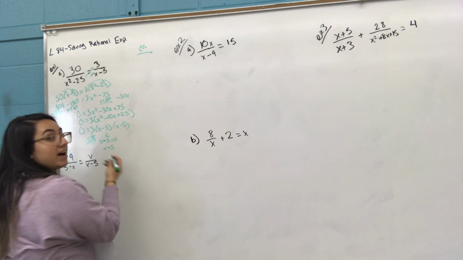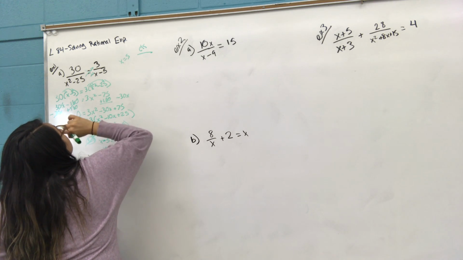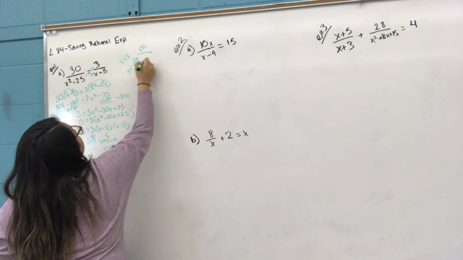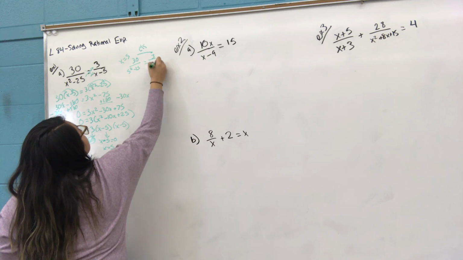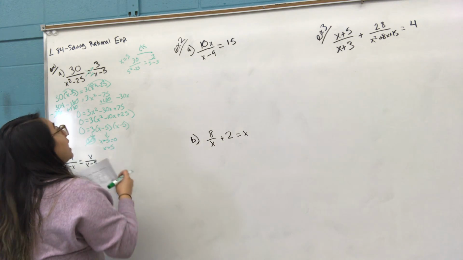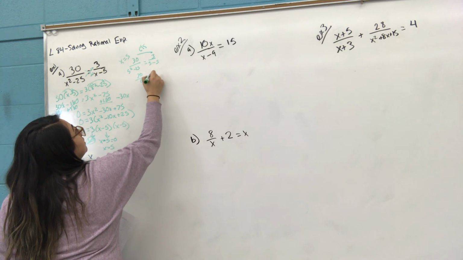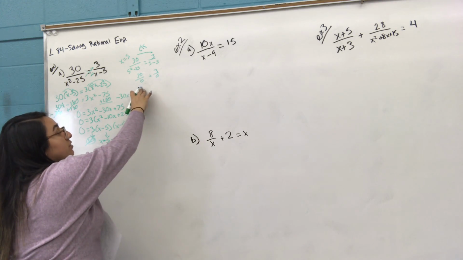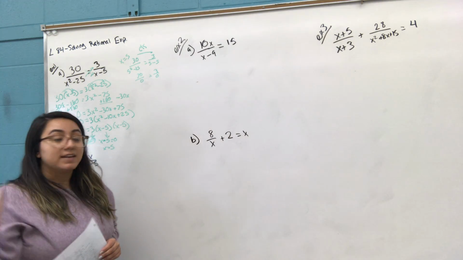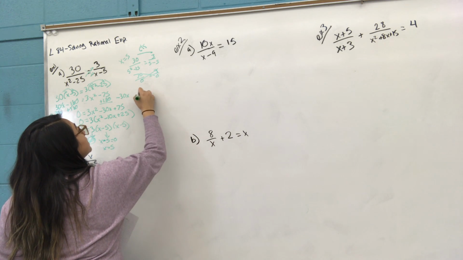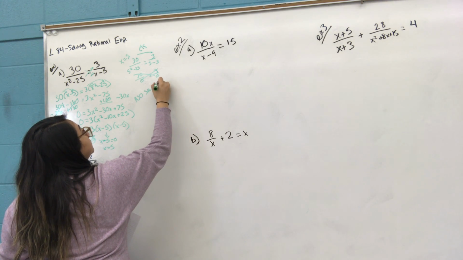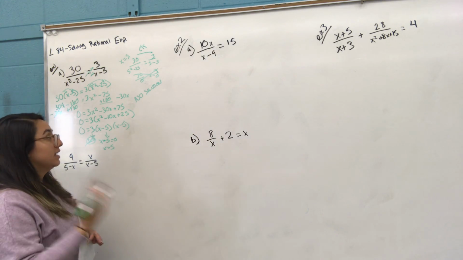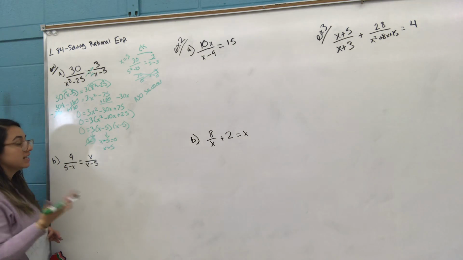If I plug 5 into my original equation, I get 30 over 5 squared minus 25, which is equal to 3 over 5 minus 5. If I simplify that, I get 30 over 0 equals 3 over 0. 5 squared is 25, and 25 minus 25 gives me that 0. Remember, you cannot have zeros in the denominator. In this case, there is no solution. So be careful of just saying, oh, this is good enough, it works. Not all the time. In this case, it does not work.